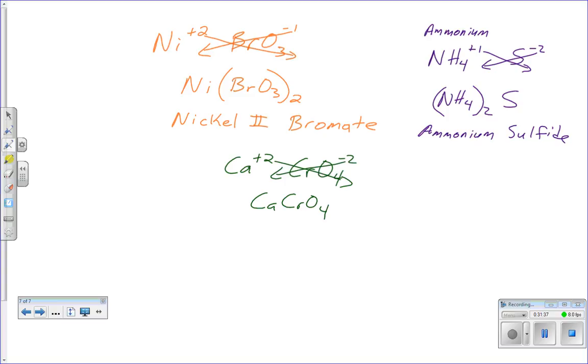Okay? And to name this, calcium's in group 2, so we don't need a Roman numeral for it, because it's always going to be a +2. So it's calcium. And then the name of this polyatomic ion is chromate. So you just write that down. That's all there is to it.